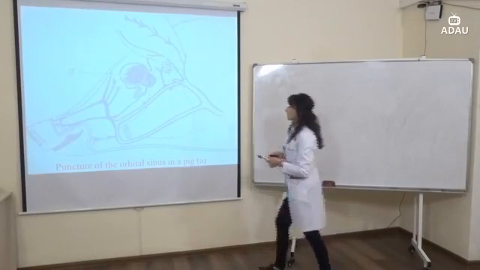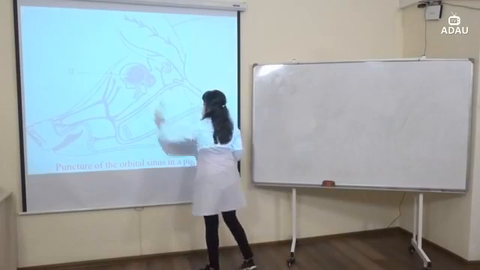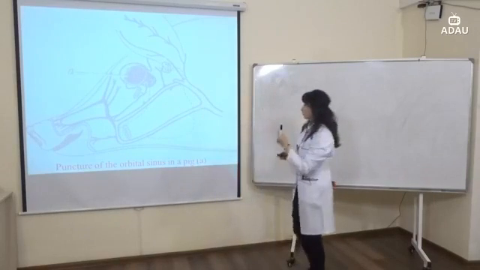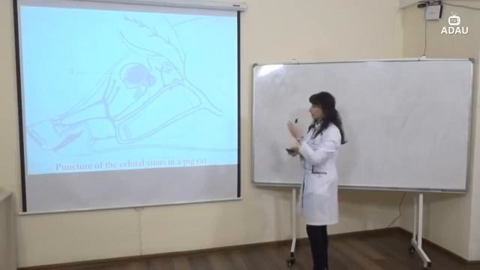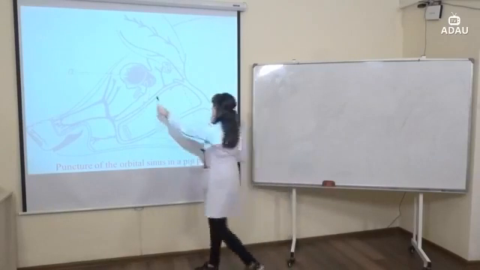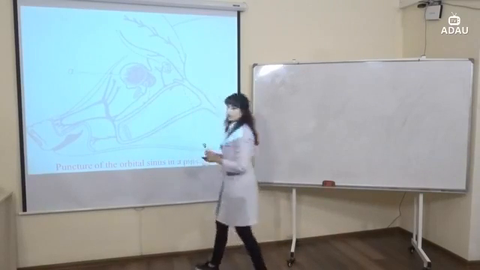And here we can see the orbital sinus, a puncture of the orbital sinus at the peak, where some nerves are located, orbital nerves and arteries.